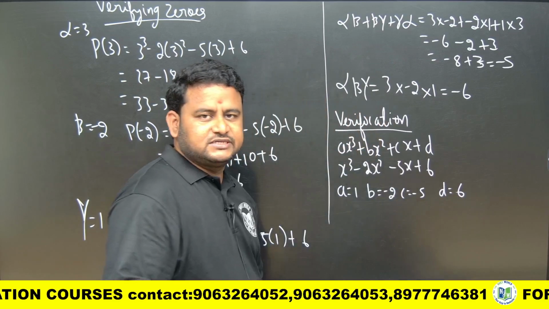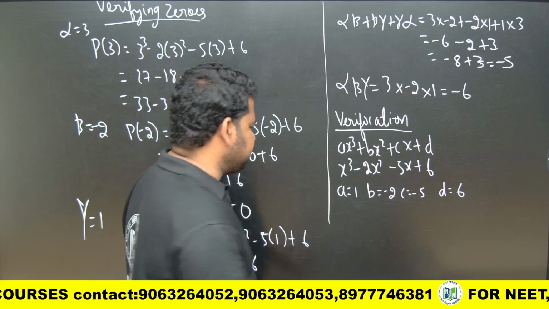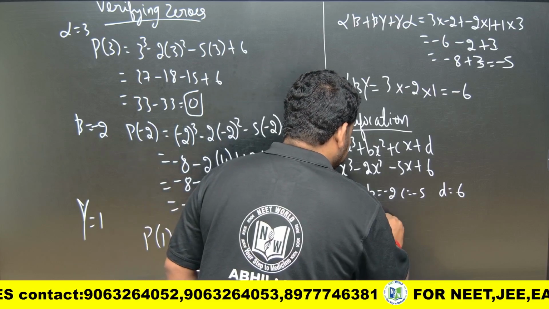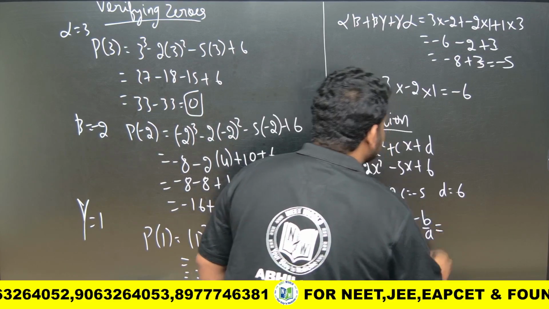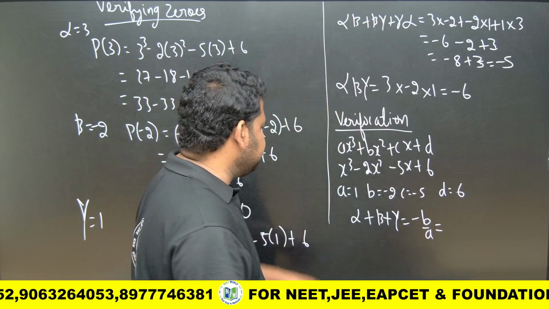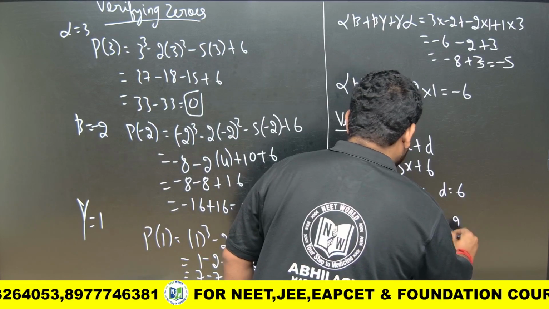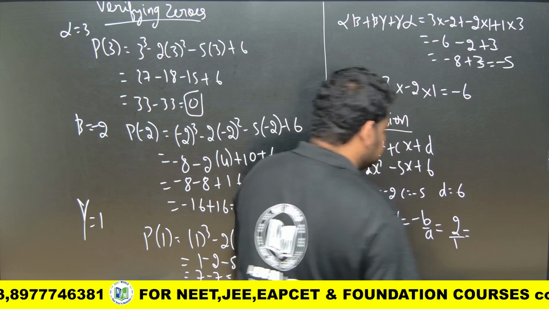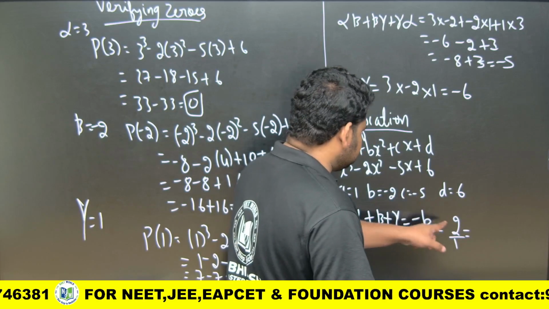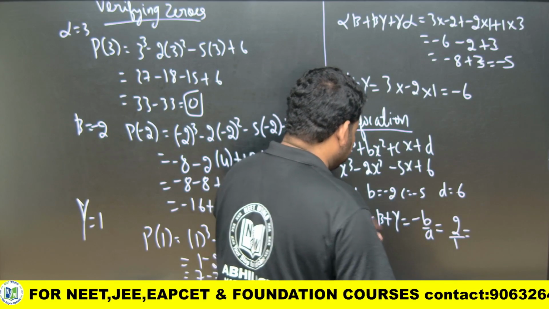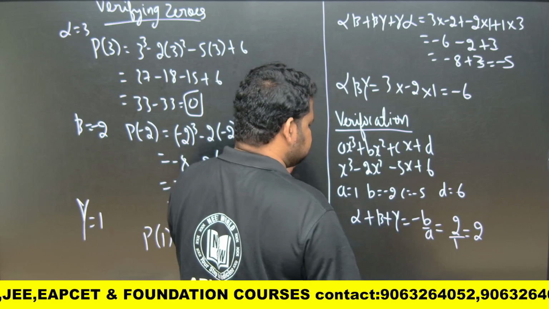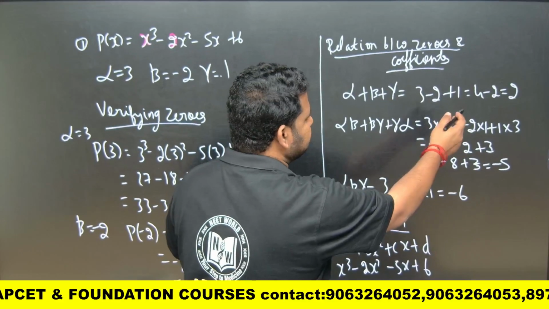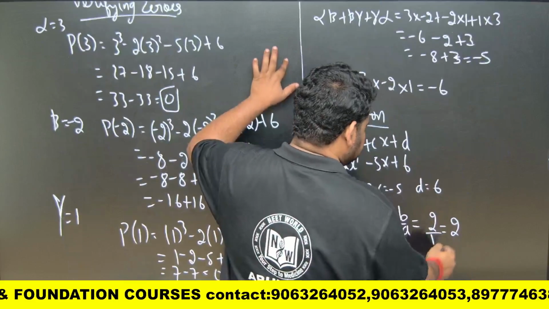Now sum of the zeros. Sum of the zeros is alpha plus beta plus gamma, that is equal to minus b by a. So minus b by a is what? Minus b means minus into minus will become plus, so 2 by a is nothing but 2 itself. Now we have to verify: this sum of the zeros we got as 2 here. What about here? Here also we got 2.